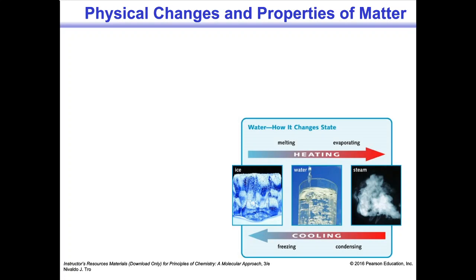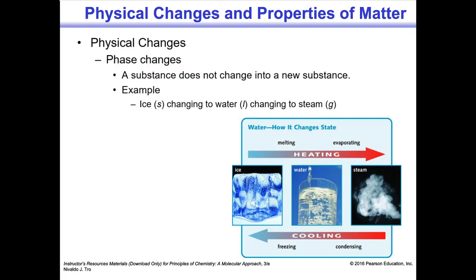Okay, so in this next section, we're going to talk about physical and chemical properties as well as physical and chemical changes. And we're going to define what is a physical property, what is a chemical property, what's a physical change, and what's a chemical change. Okay, so the first thing we're going to talk about is a physical change. Okay, so when a physical change occurs, a substance does not change into a new substance. Okay, so the easiest example of this would be ice changing into water and water changing into steam.